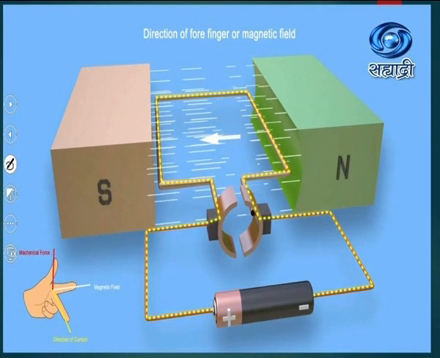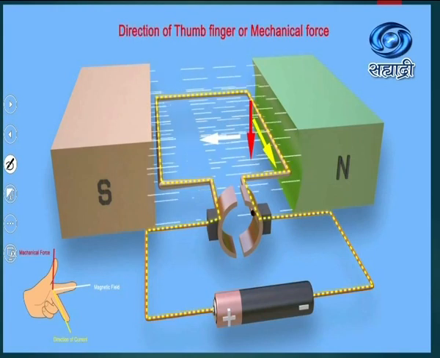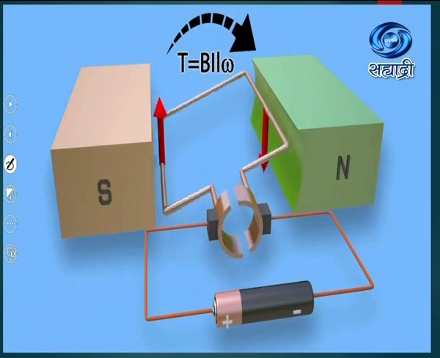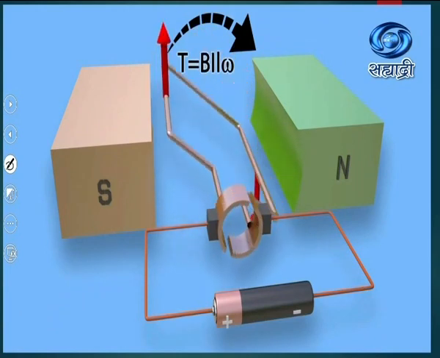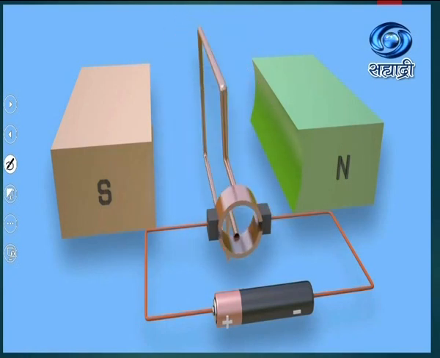Similarly, if the forefinger is aligned along the direction of the magnetic field, from north pole to south pole, and the second finger is aligned along the direction of the current in the right side conductor, then the thumb indicates the direction of mechanical force. Due to these upward and downward forces on the turn, a torque is produced and the turn rotates in the clockwise direction, as shown.